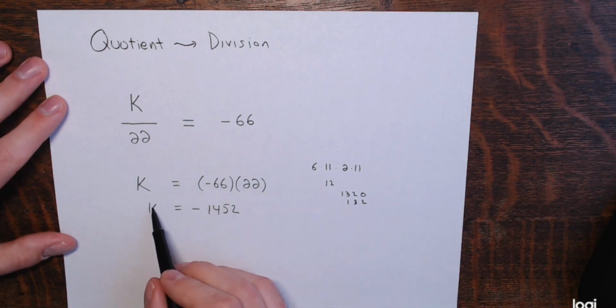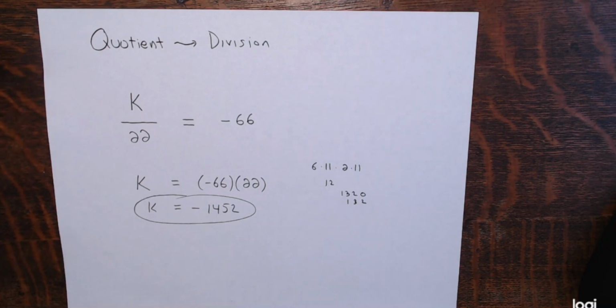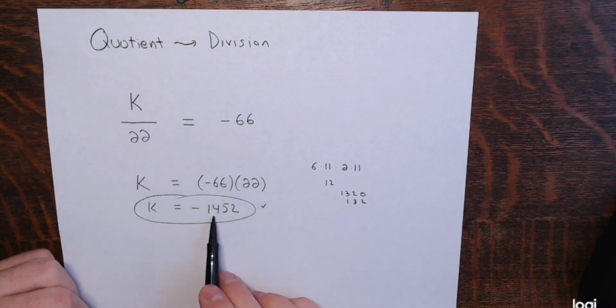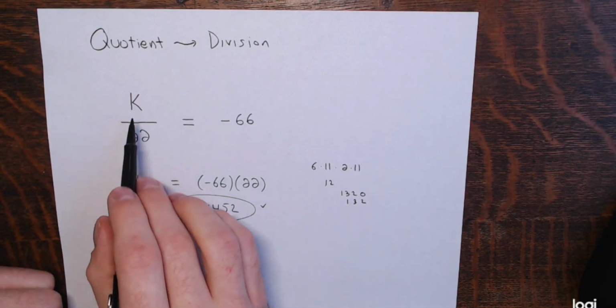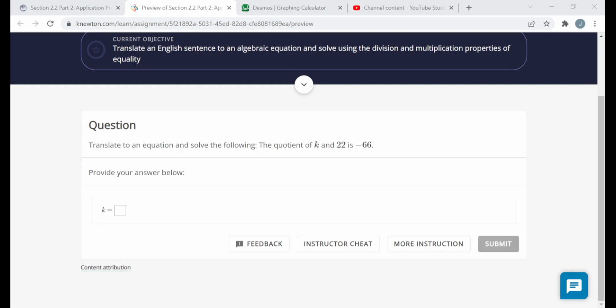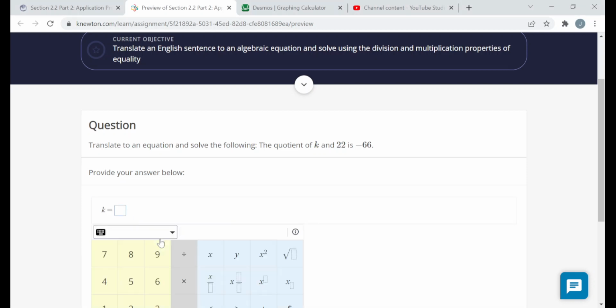Now if you had a calculator you could use it as well. I don't really care. You can do it without one though. You should be able to. And then don't forget to check your solution. When I plug in negative 1,452 in for k, is that divided by 22? Is that equal to negative 66? And it should be, and it is. I can see that right now. But don't forget to double check your work before submitting it. So the value of k here that they're talking about is negative 1,452.